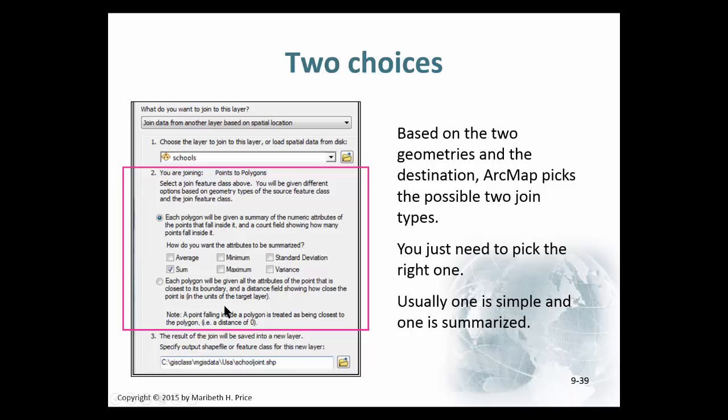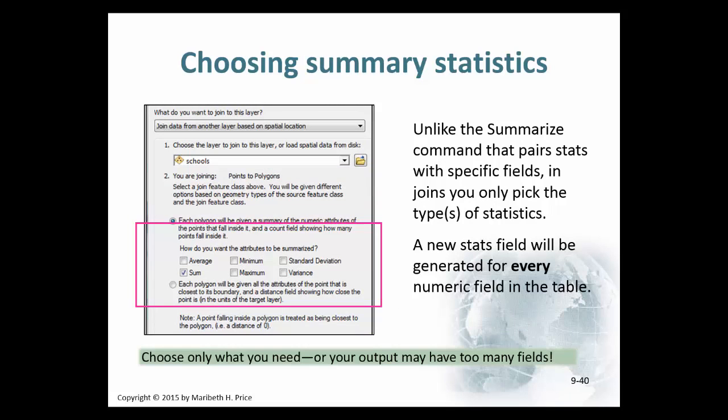You will be limited to the choices based on the type of geometry selected. Read the options, think about what you want, and make the right selections. You can't do anything without reading these options. When collecting summary statistics, you should know that the statistic will be calculated for every numeric value field in the table. Don't let this worry you, because you can always turn off undesired fields using the layer properties.